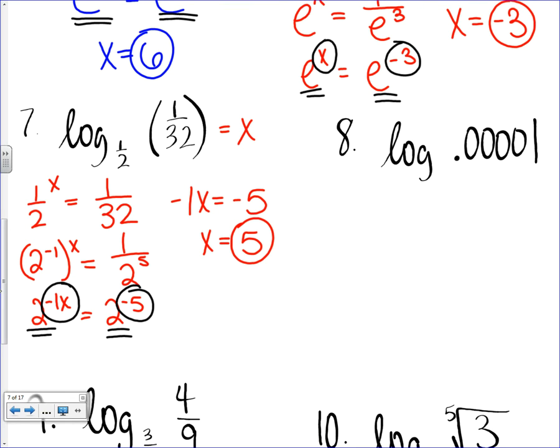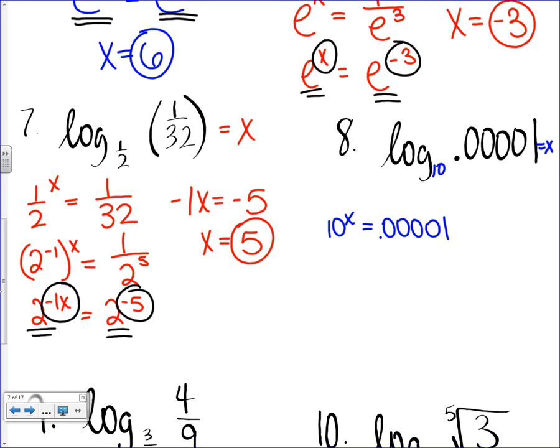All right, number 8 here. Please notice that a base has not been put down there for you. If there's nothing down there, we assume that that base is 10. So I have 10 to the x is equal to 0.00001. Well, I'm hoping that we can get a base of 10 because I've got a base of 10 on the left side. So you need to see if you can turn that decimal into a fraction.